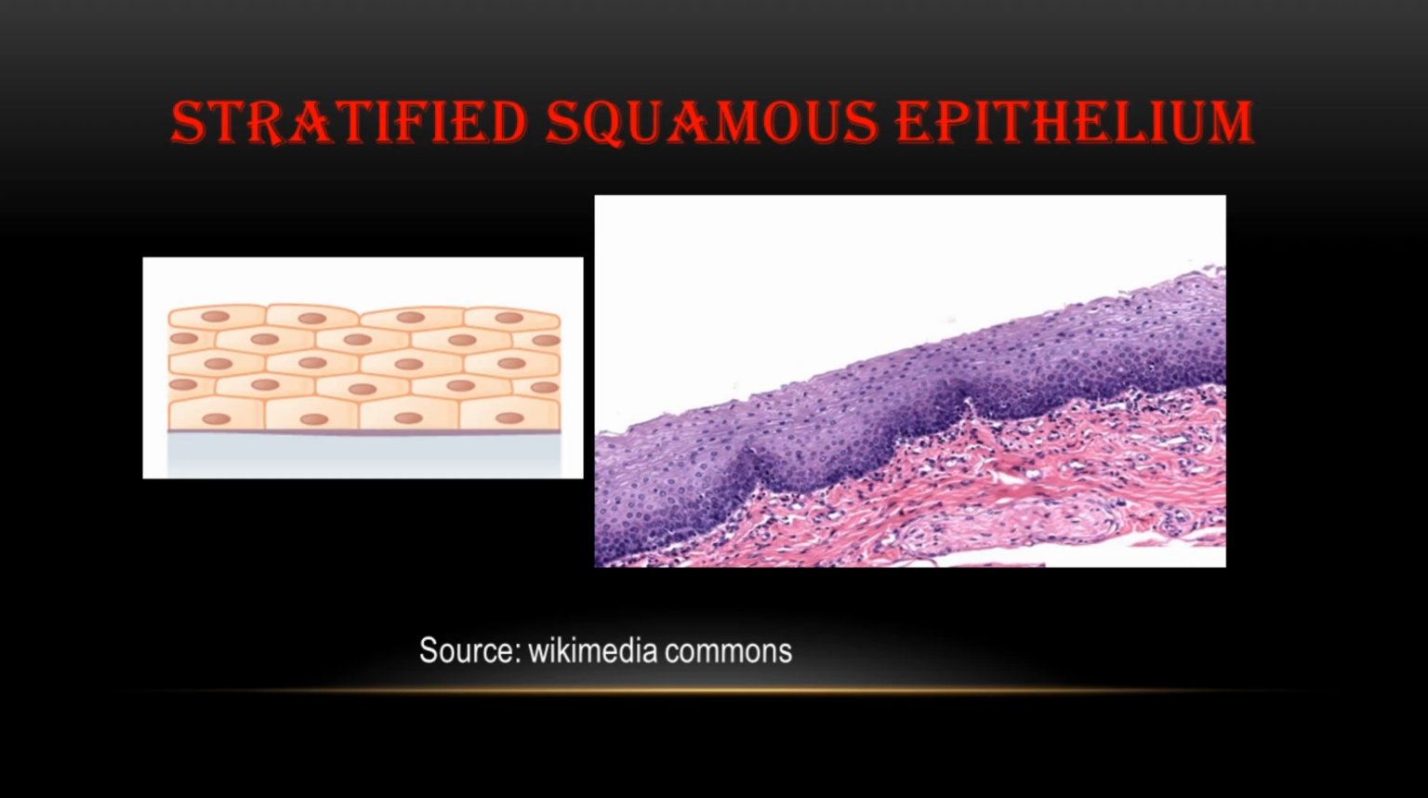Here is the histological diagram. You can see the purple color shows the extent of the epithelium and the cells in the upper layer. You can see the nuclei, they are thin and flat. The non-keratinized stratified squamous epithelium provides protection and maintains a moist environment.